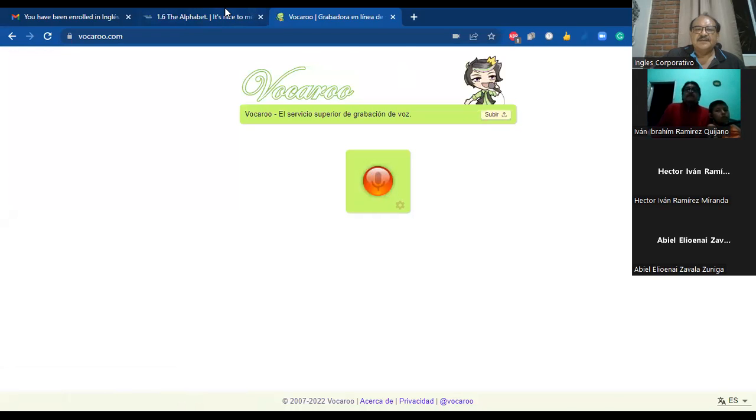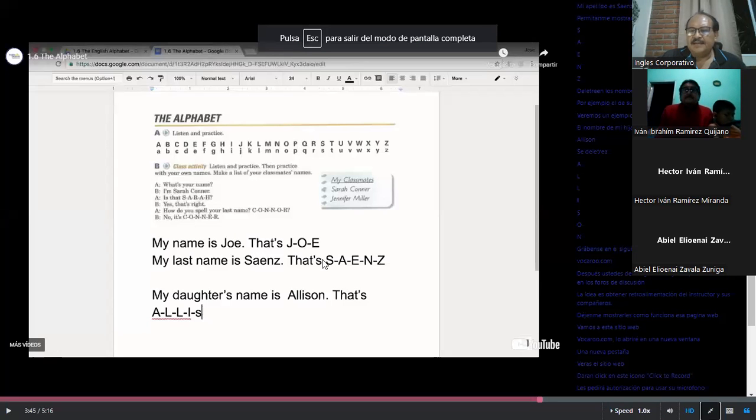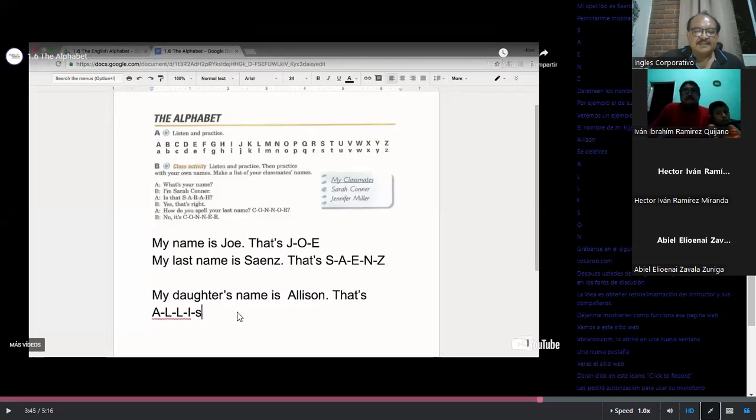Entonces, eso es, digamos, cómo funciona. Entonces, ustedes lo pueden bajar, pegar en algún lugar y tenerlo ahí, siempre va a estar en la web. Si lo quieren bajar a su disco duro o andarlo en su teléfono, solo lo bajan y ya baja a su computadora o a su teléfono. ¿Ok? Bien sencillo, no es complicado de usar, right? Entonces, ¿qué pueden hacer ahí? Practicar deletreando su nombre y luego escucharse. ¿Ok? Pueden deletrear los nombres de todos los miembros de su familia, right? Como dice aquí, my daughter's name is Allison, that's A-L-L-I-S-O-N, and there you go.